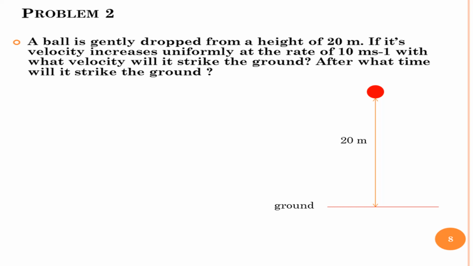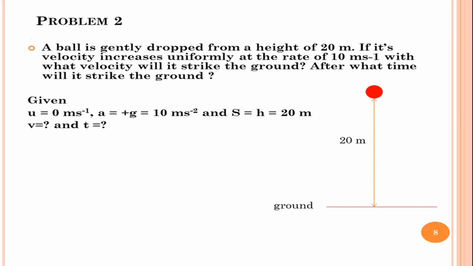Quickly write down the data given. Here u is equal to 0 meter per second, that is the initial velocity. a is equal to plus g because it is falling down due to the influence of gravity. s, the displacement, is equal to 20 meters. In this case, we need to find the final velocity, that is v, and the time t.